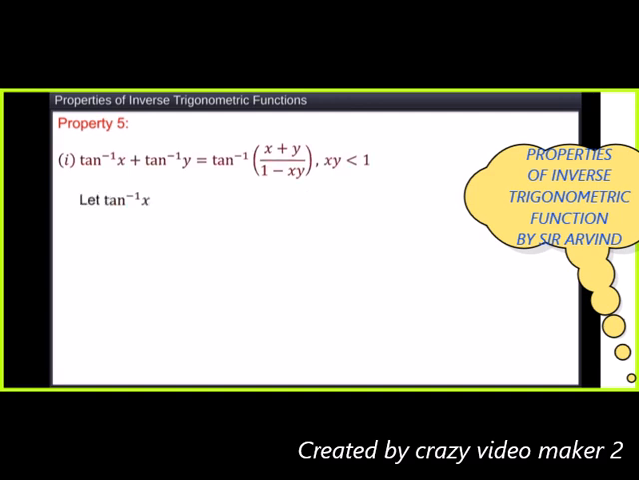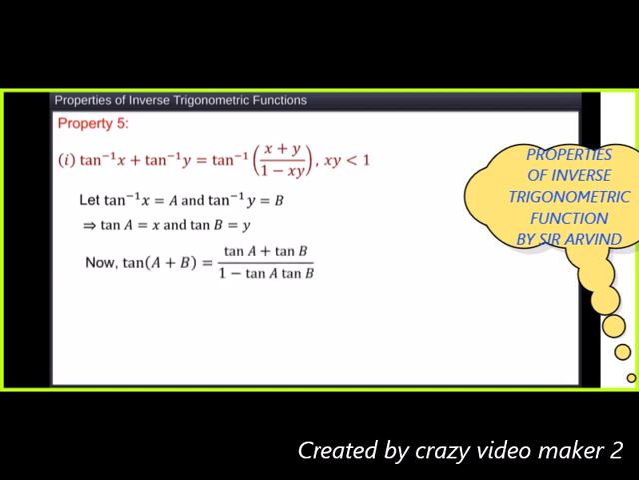Try to recall the formula for tan a plus b, and to use that let us take tan inverse x is equal to a and tan inverse y is equal to b. It implies tan a is equal to x and tan b is equal to y. It gives you tan a plus b is equal to tan a plus tan b upon 1 minus tan a tan b. Let us take tan a is equal to x, tan b is y, and it gives you tan a plus b is equal to x plus y upon 1 minus xy.